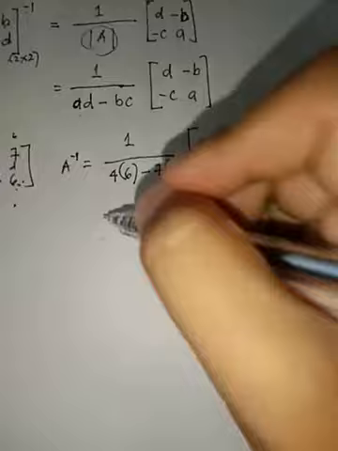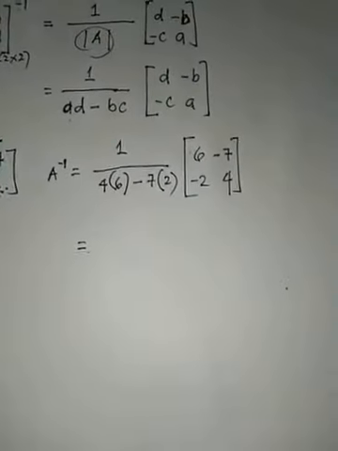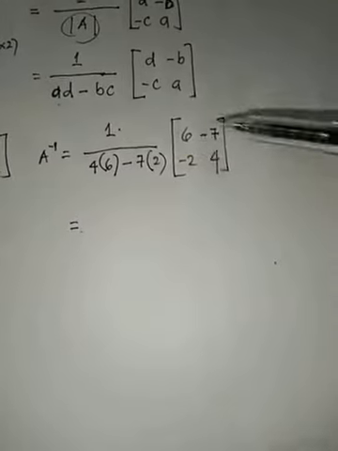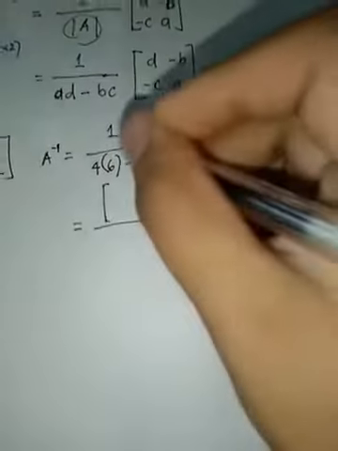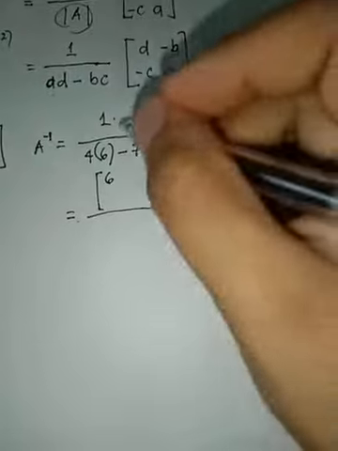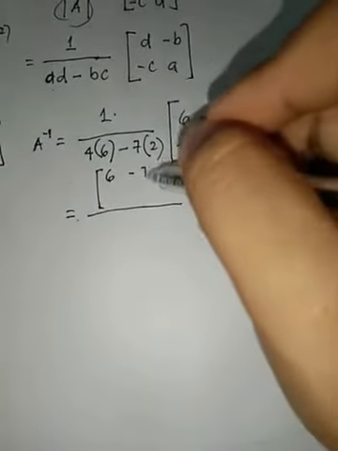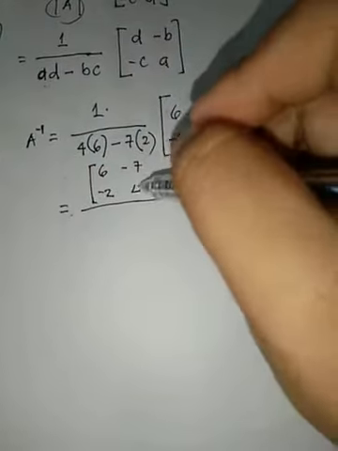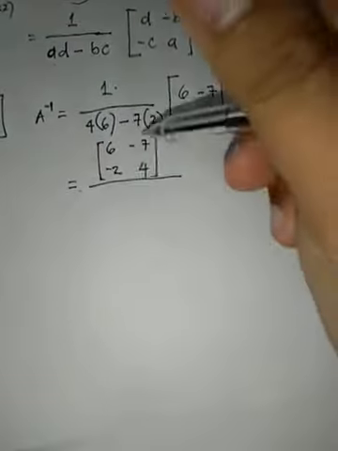Okay. Then this one, i-multiply mo dito sa matrix, magiging ganito na siya. No? 1 times 6, 6. 1 times negative 7, negative 7. 1 times negative 2. 1 times 4, it's 4. Ganyan na siya sa numerator.